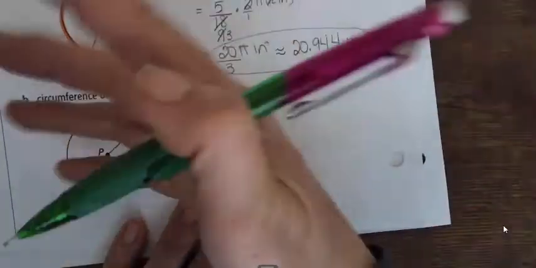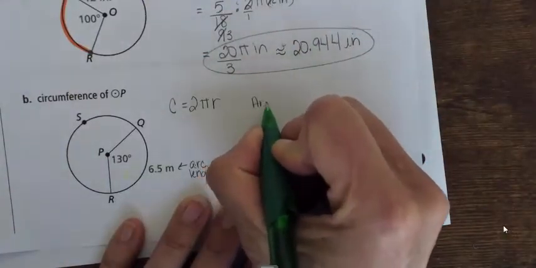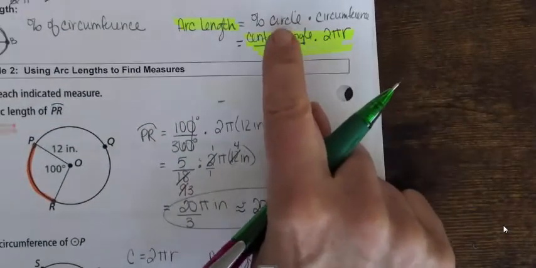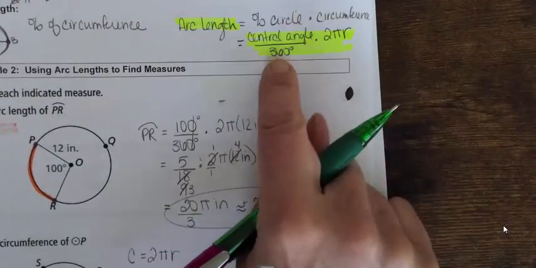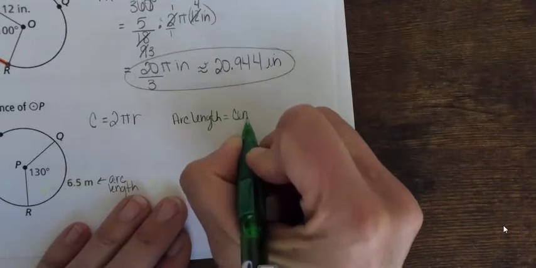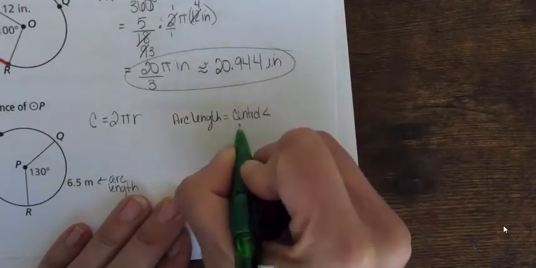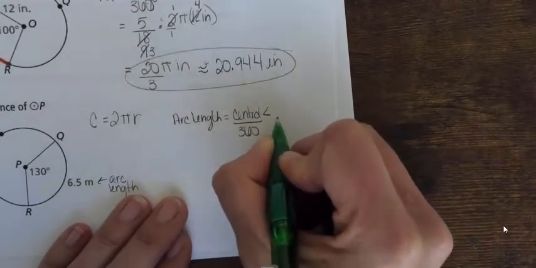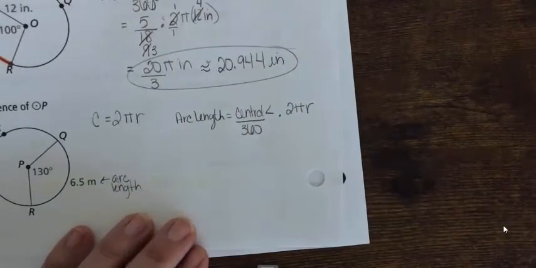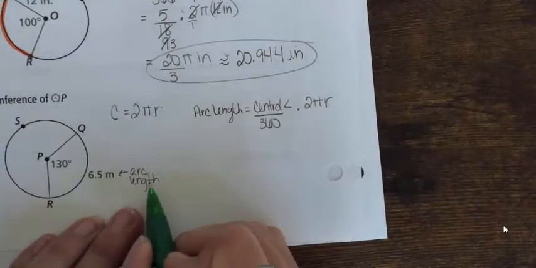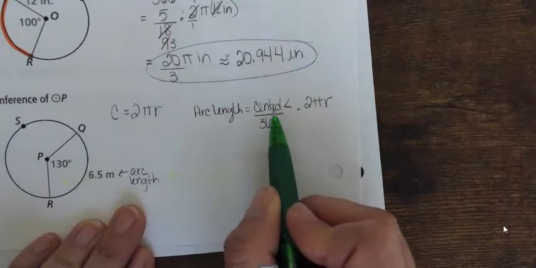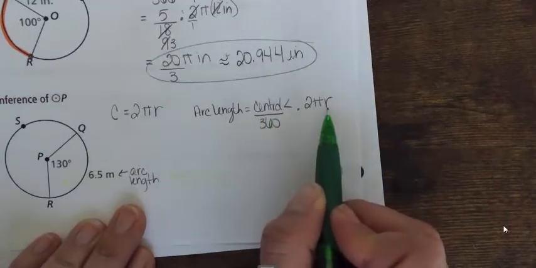Okay, so I'm going to come up here. So arc length is basically the percent of the circle times the circumference. Well, percent of the circle you find by doing the central angle divided by 360. So central angle, I'll just do angle like that, divided by 360 times the circumference, which is 2 pi r. Now let's see, do I know any of this stuff? Well, I know my arc length, so I'll plug that in there. I also know my central angle, so I can plug that in there. And then the only thing I won't know is my radius.